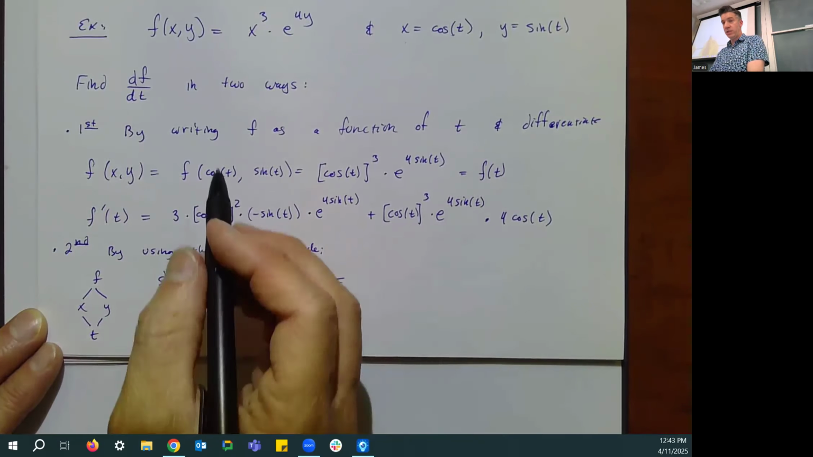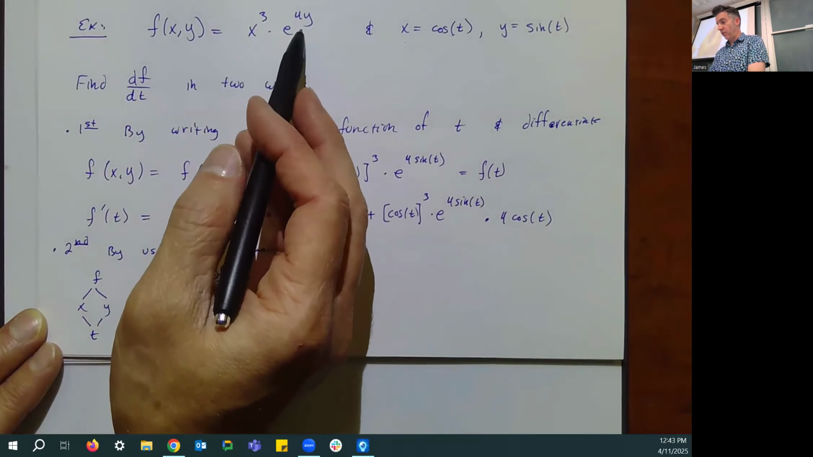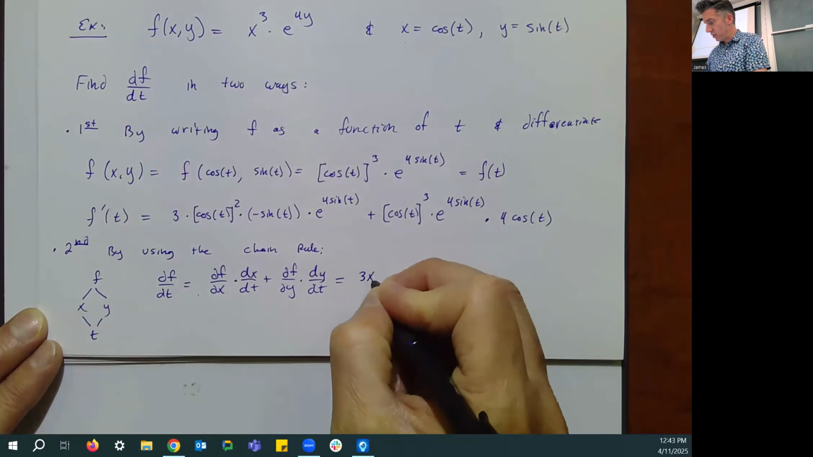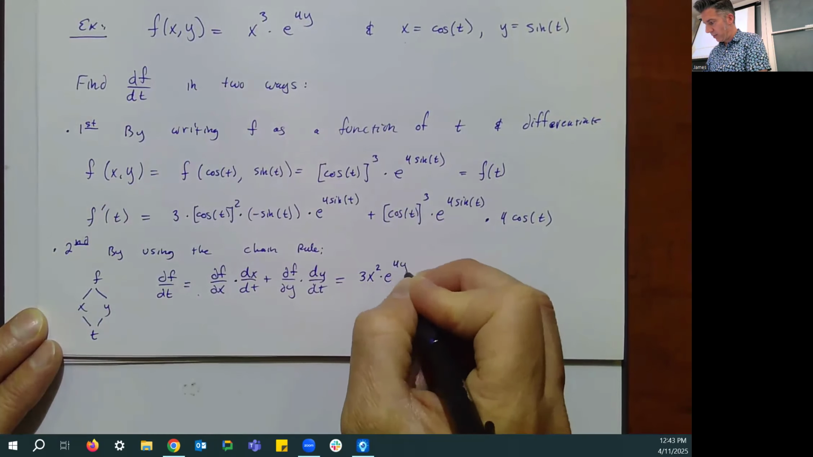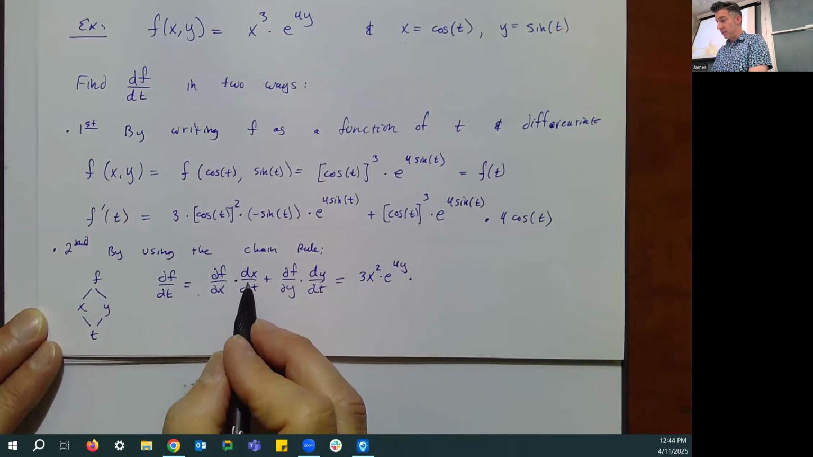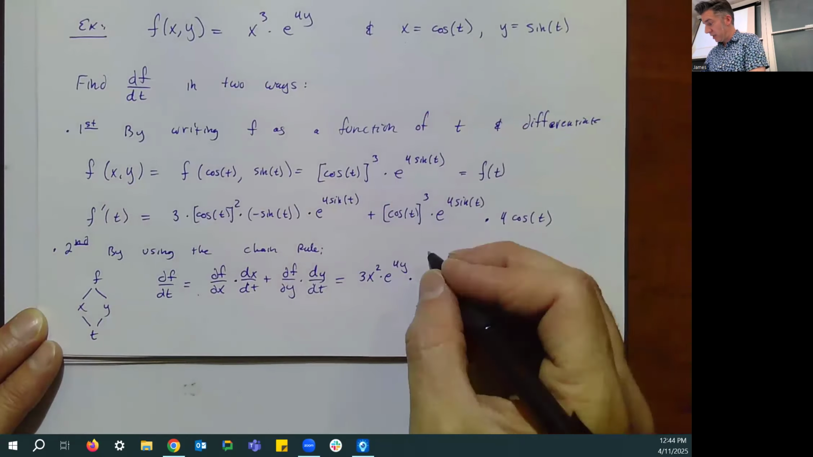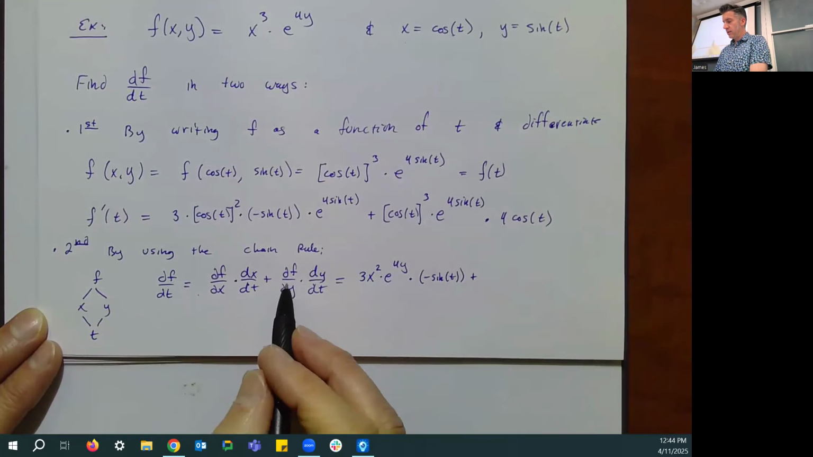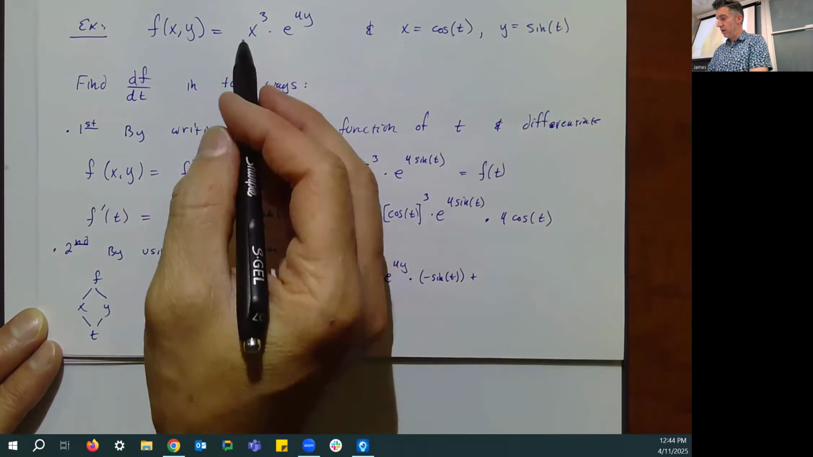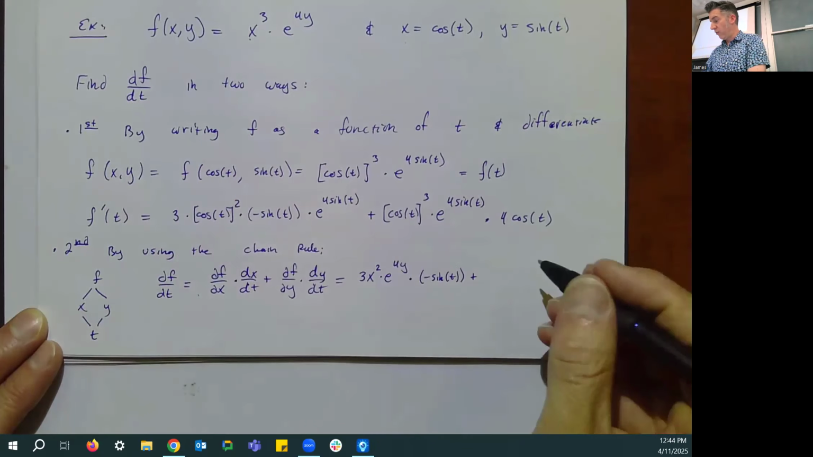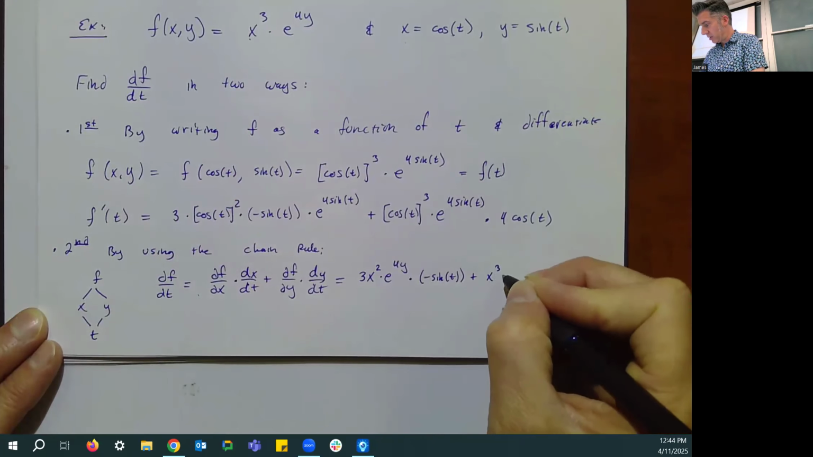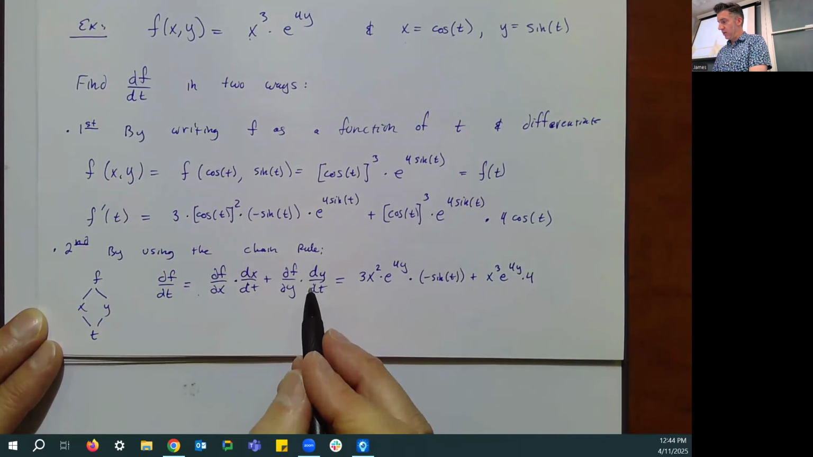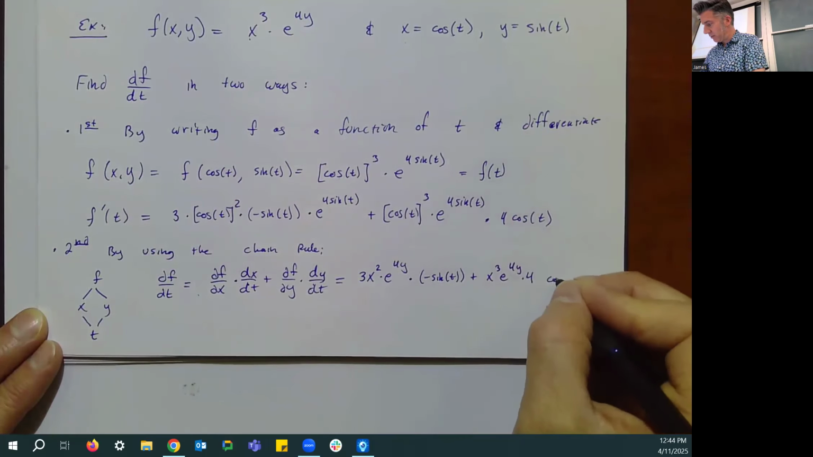So del f del x. Looking at the original f of x y equal to x cubed e to the 4y, the partial of this with respect to x is going to be 3x squared times e to the 4y multiplied by dx dt, which is the derivative of cosine, negative sine of t, plus del f del y, which is going to be x cubed times the derivative of e to the 4y, which is x cubed e to the 4y times 4 times dy dt, which is the derivative of sine of t, which is cosine of t.